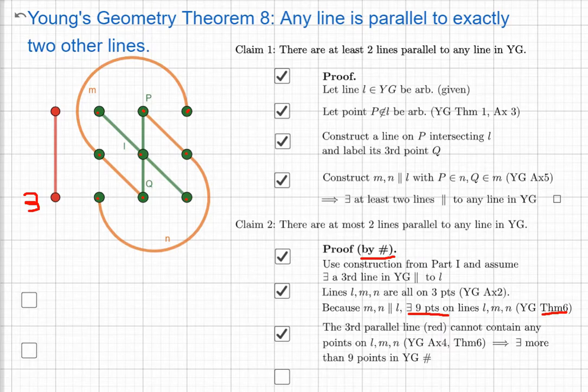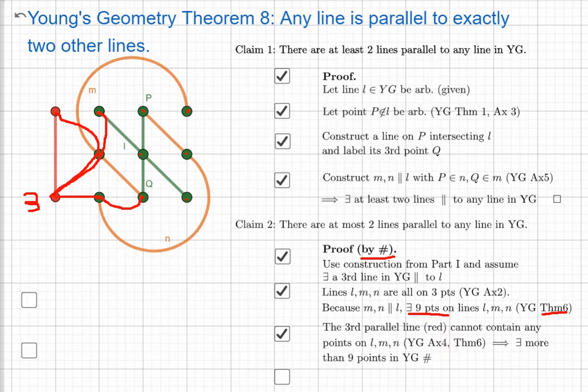And why not? Well, Axiom 4 says that for any 2 points there's a unique line, right? So if I had something like this, then we're going to end up violating Axiom 2 or Theorem 6, which says 2 lines parallel to the same line have to be parallel to each other. So combined, they give us the fact that this line can include multiple points over here.